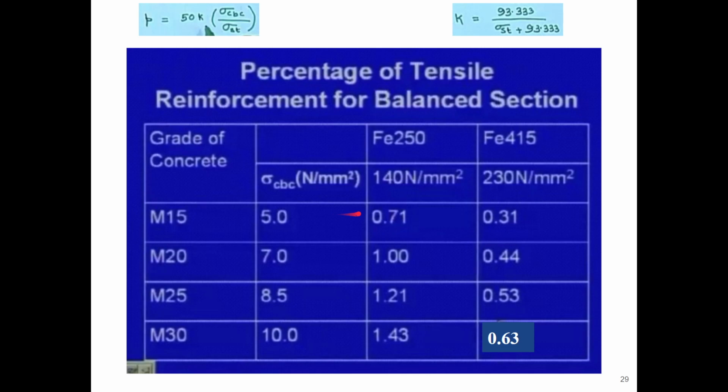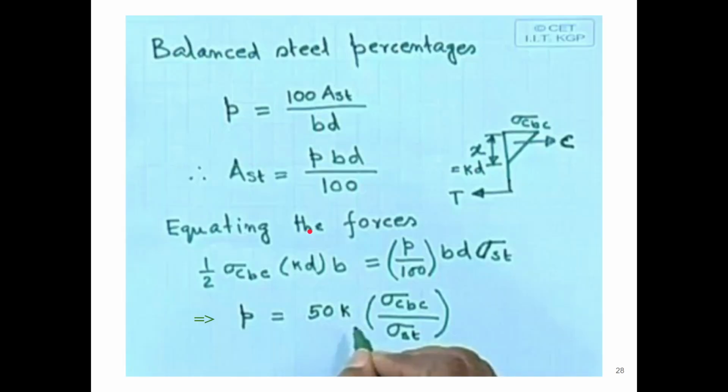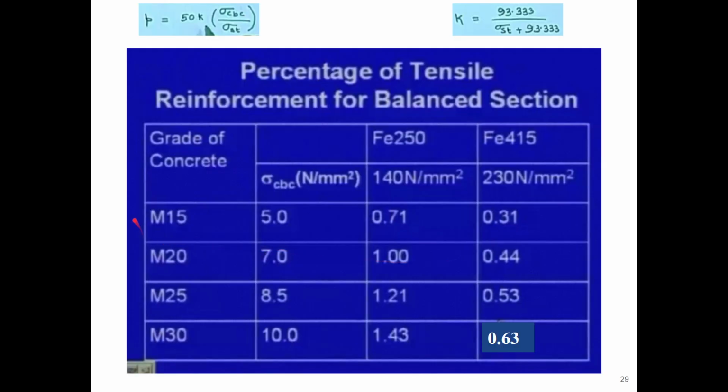So using these values you get the value of P, that is, the percentage of tensile reinforcement for balance section. For M15 and Fe250 it is 0.71%. For M15 and Fe415 it is 0.31%. For M20 and Fe250 it is 1%. For M20 Fe415 0.44%. For M25 Fe250 1.21%. For M25 Fe415 0.53%. For M30 Fe250 1.43%, and for M30 Fe415 0.63%.